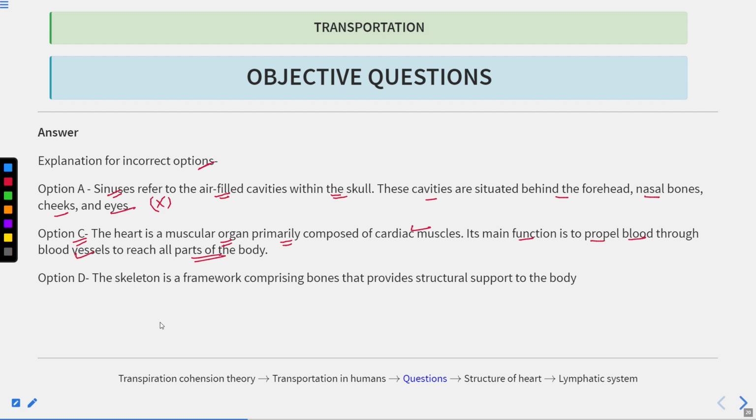Okay. Now option D, why is it not correct? Because a skeleton is a framework comprising bones that provides structural support to the body. We already know there are a lot of bones in the body, around 206 bones, and they provide structural support to the body. Okay, so this is clear.